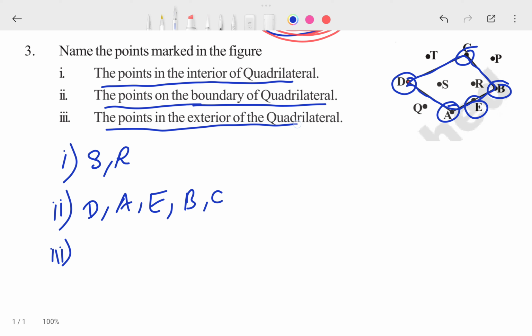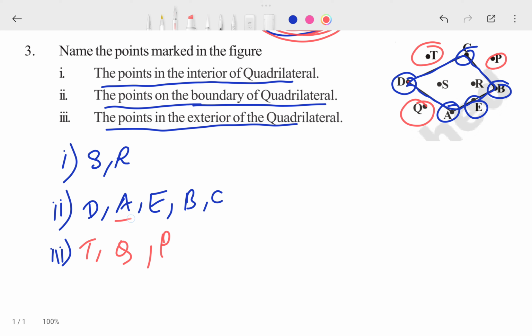The points of the exterior. In the exterior, what is there? In the exterior, T is there, right? T. In the exterior, Q is there, right? Q. In the exterior, P is there, right? P. That's over. This question is that simple. It is not very hard.